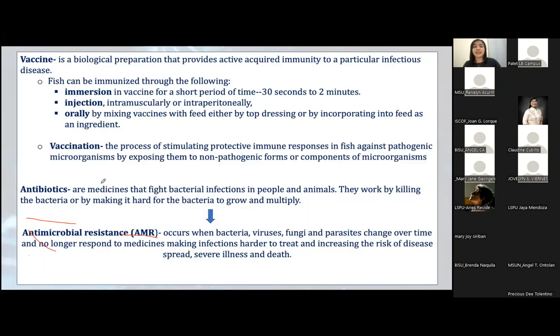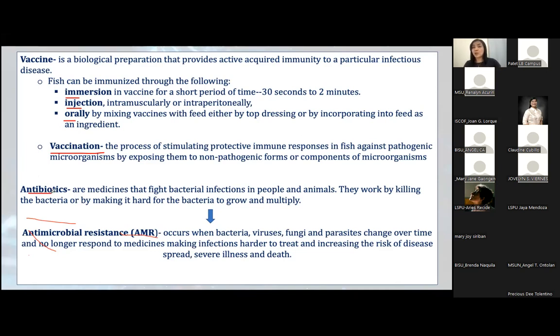So when we say vaccine, okay, this is a biological preparation that provides immunity to the fish, for example. So there's 3 methods to administer vaccine. Immersion, i-immerse mo doon yung fish on the vaccine, injection. Okay, and oral, which is done through mixing doon sa feeds. And the process wherein you put vaccine, of course, is vaccination. Lahat tayo dito familiar. So tandaan, usually ngayon, yung ginagamit na vaccine sa fish is in the form of DNA vaccine.